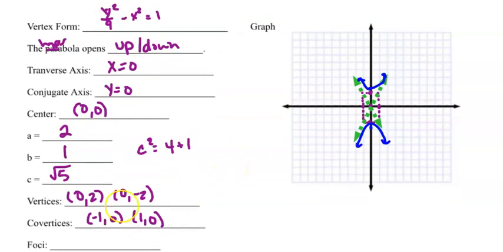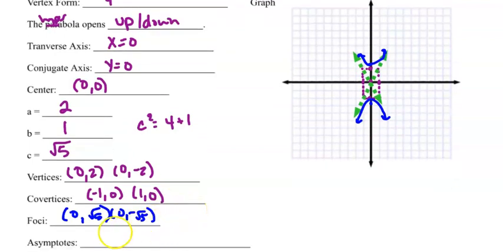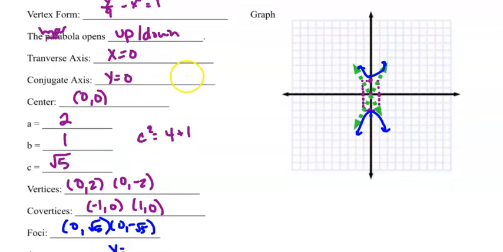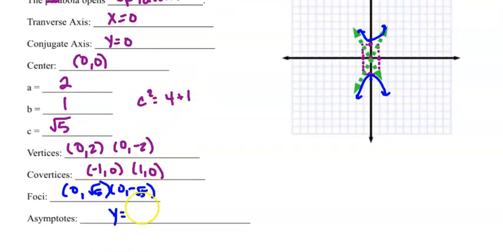And I am left with just needing to put in my foci, which are at (0, root 5) and (0, negative root 5). And then the equation of my asymptotes, since I sit at the origin, I just need y equals plus or minus the square root of the value under y squared, so 2, divided by the square root of the value under x squared, or 1. So my slopes will be plus or minus 2 times x.